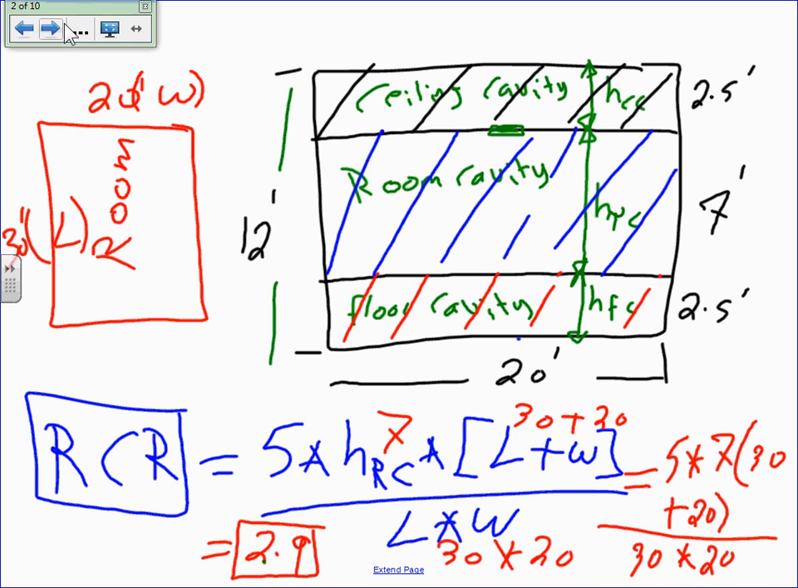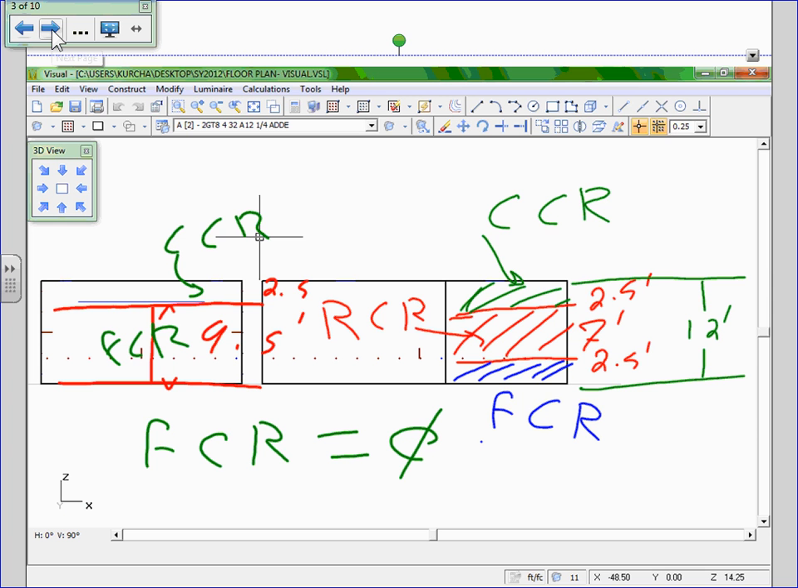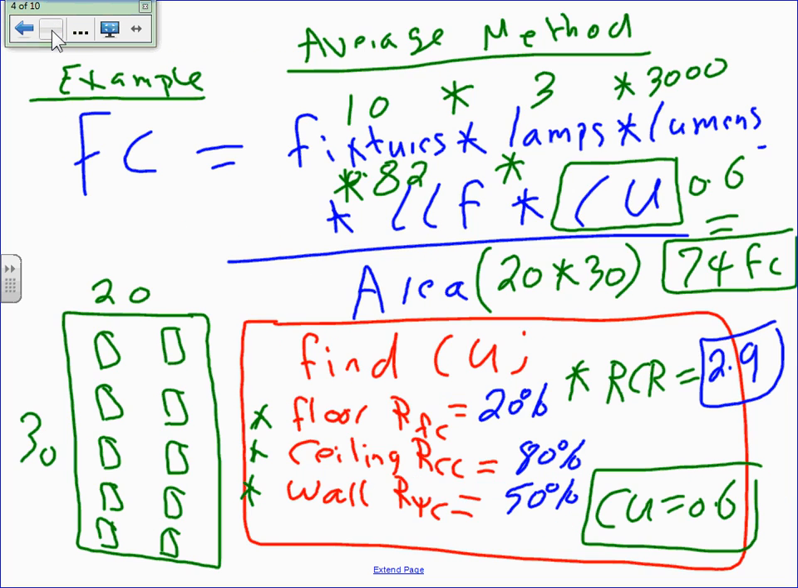Okay, so that's how we know to calculate the room cavity ratio. We know what it means. Now let's go down to an example. Let's take an example.